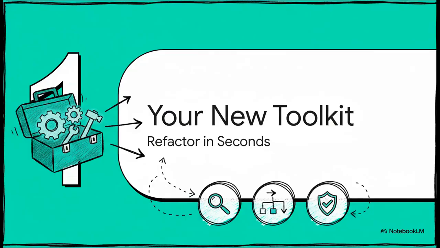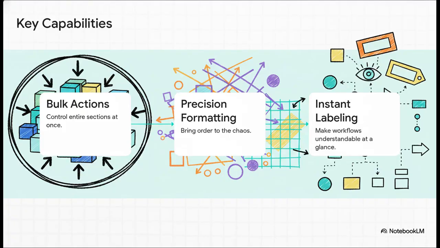Okay, so let's get into the new toolkit that actually makes all of this possible. This update gives you 3 super powerful new actions that are about to become your secret weapons for managing even the biggest, most complicated automations you can dream up. So it really breaks down into these 3 key things. First, we've got bulk actions, which are all about controlling entire sections at once. Second, precision formatting, so you can finally bring some order to that chaos. And third, instant labeling, which makes your workflows super easy to understand at a glance. Let's dive into each one.